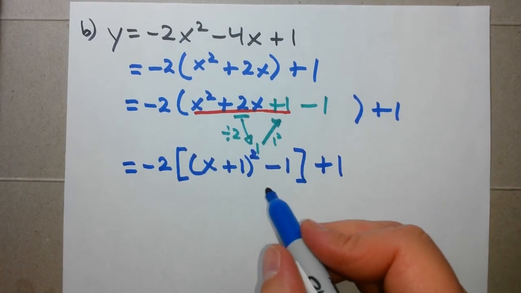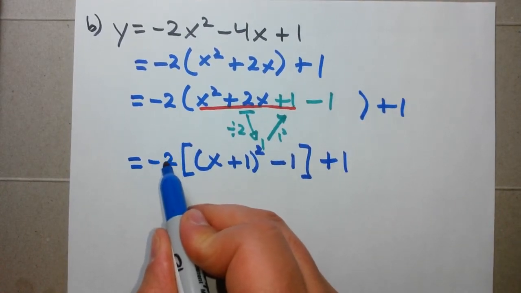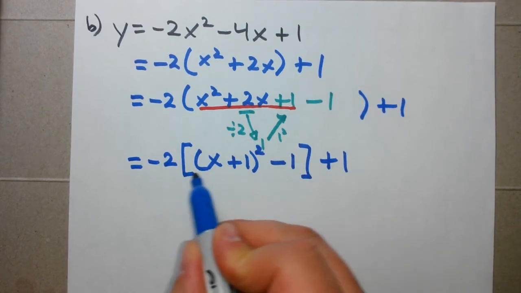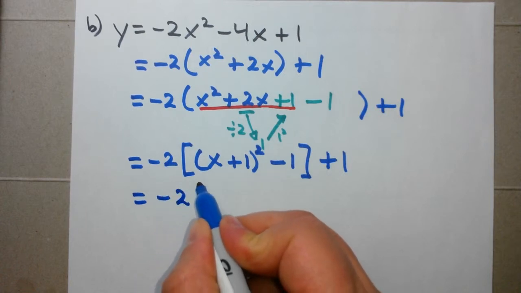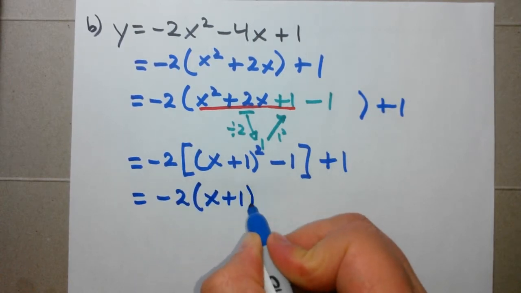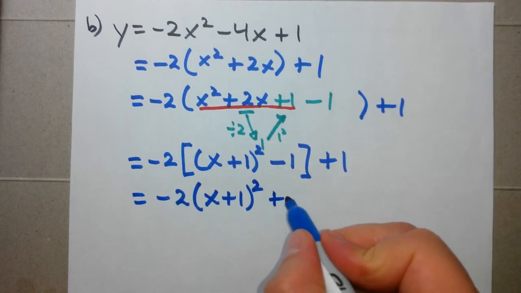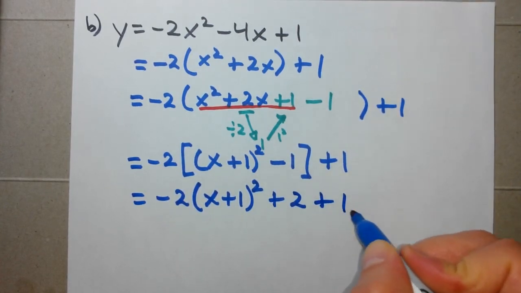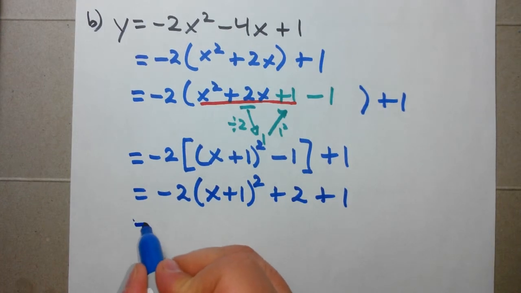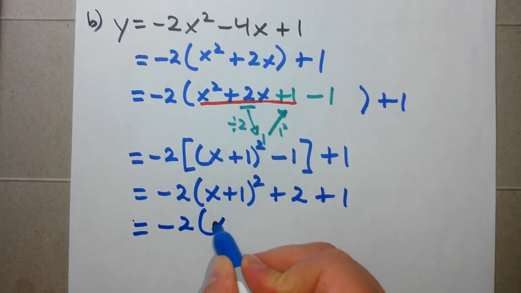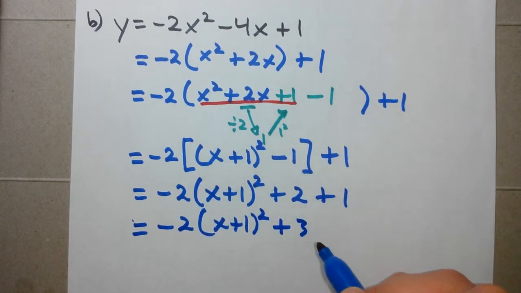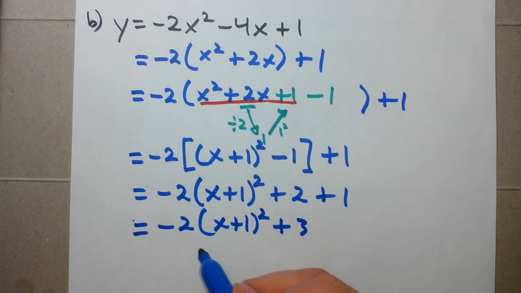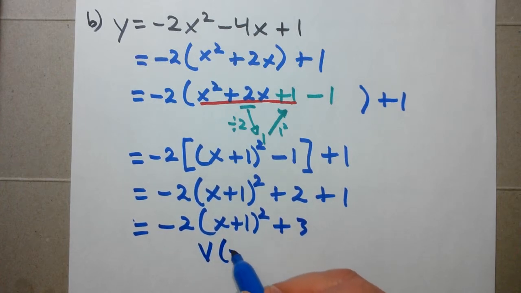Okay, the next thing that we need to do is start bringing in the negative 2, right? And so we need to multiply it by each of these terms. So negative 2 times this expression is going to give us negative 2 times x plus 1 squared. Negative times negative is positive, 2 times 1 is 2, plus 1. And now let's simplify this expression. So negative 2 times x plus 1 squared plus 2 plus 1 gives us plus 3.